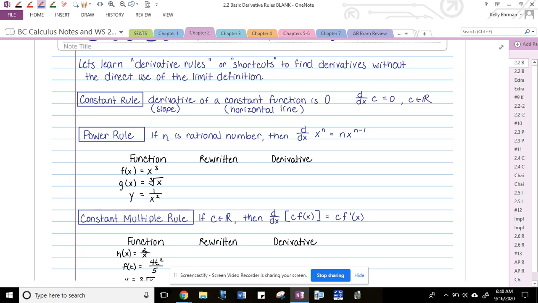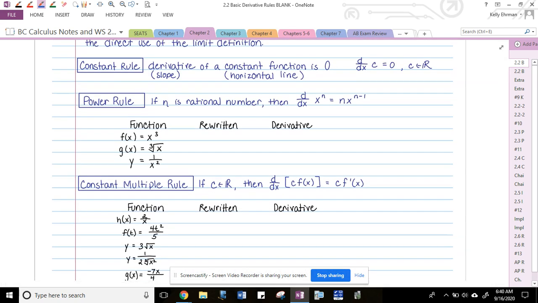So the constant rule: the derivative of any constant function, since the slope of a constant function is 0, the derivative of a constant is 0, provided that number is in the real number system. The power rule, again, I've referred to this as a way to check your work. The derivative of a variable raised to a power is to bring down the power out in front. The n gets multiplied out in front, and then it's x to the n minus 1 power.